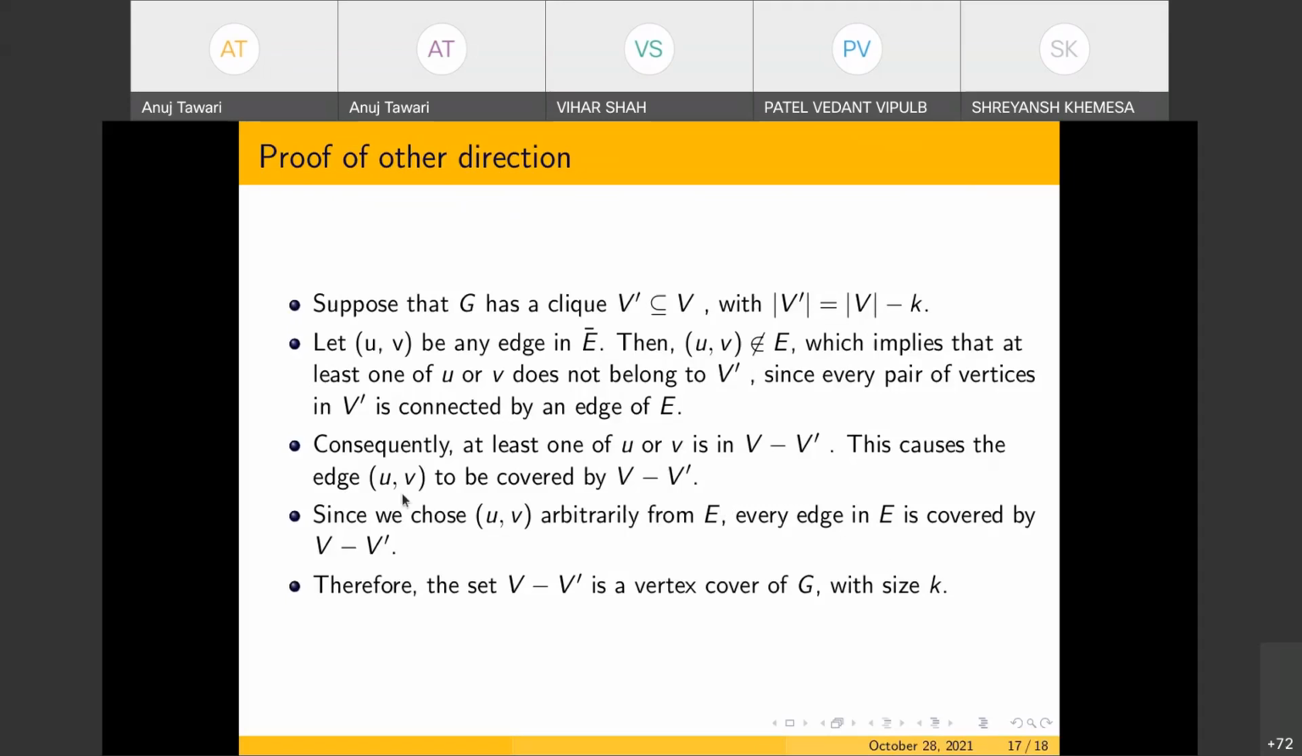So every edge in E will be covered by this remaining set, right? Because what this clique was doing, it was covering those edges which were not there.